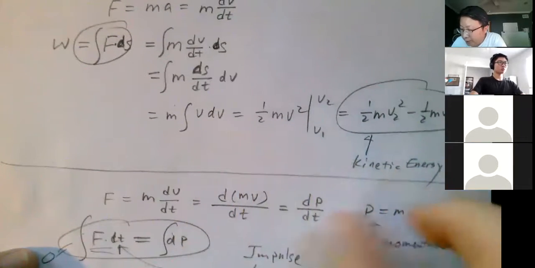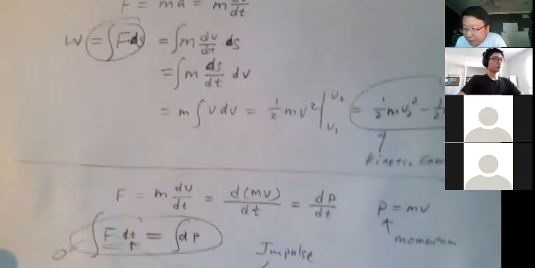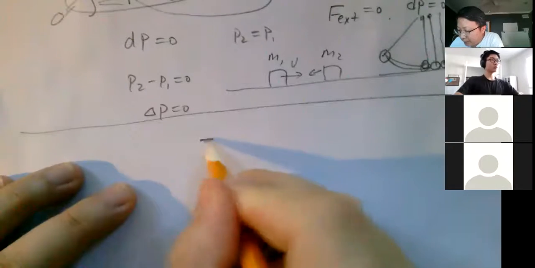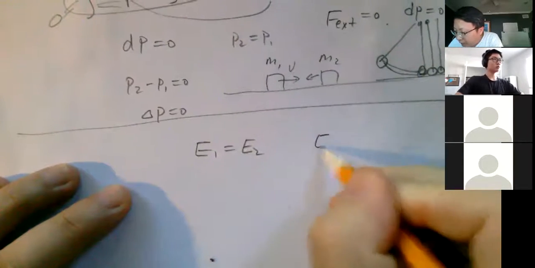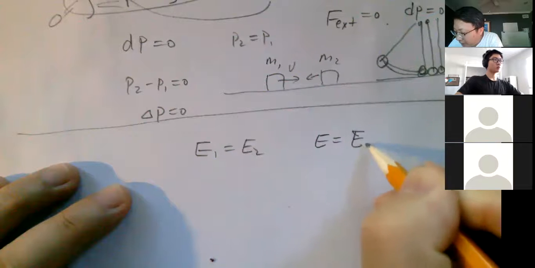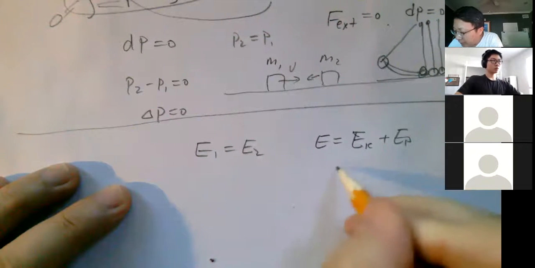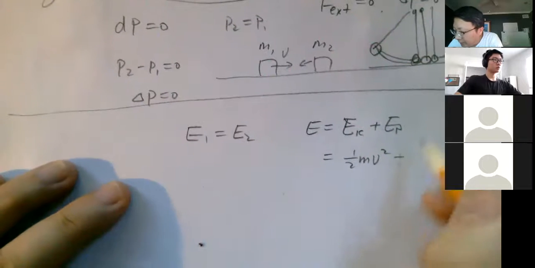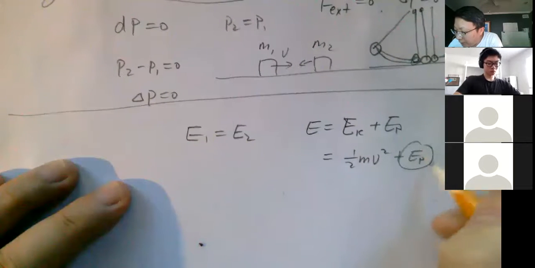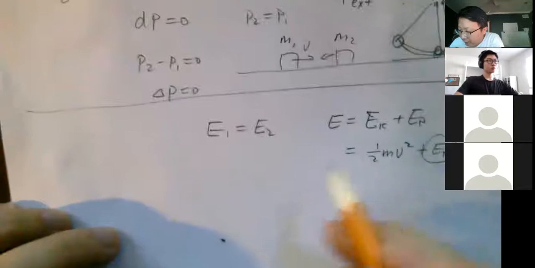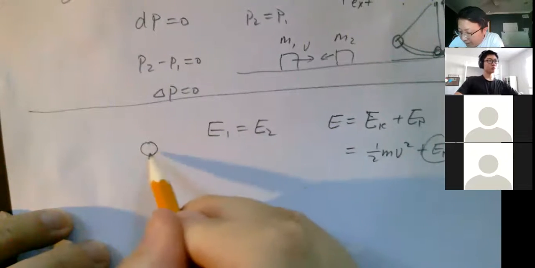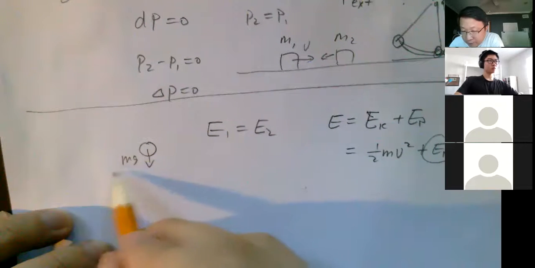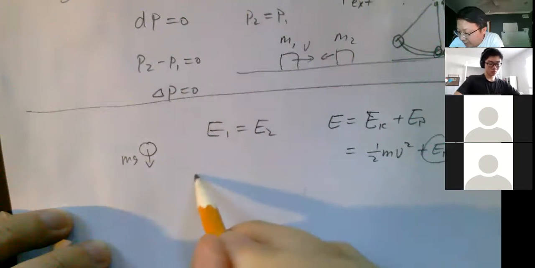the widely used energy conservation in many of the free fall cases. We can say that energy E1 equals E2. So E equals kinetic energy plus potential energy. Kinetic energy is 1/2 mv squared. Potential energy typically depends on what kind of system. For example, for a mass m, the potential energy from gravity is always mgh.